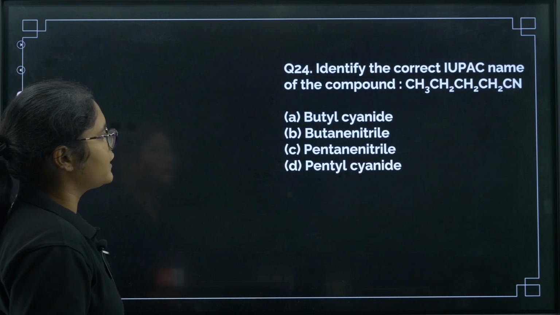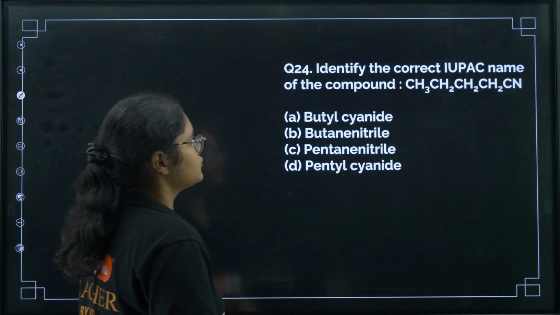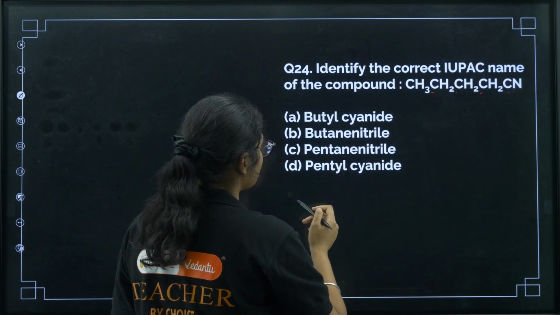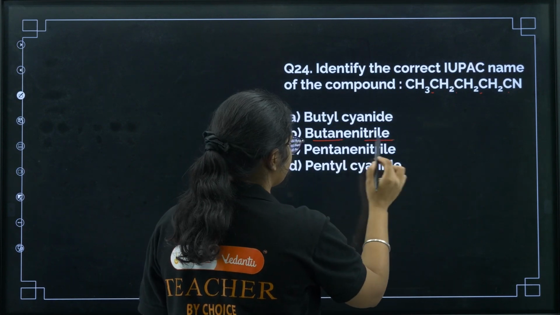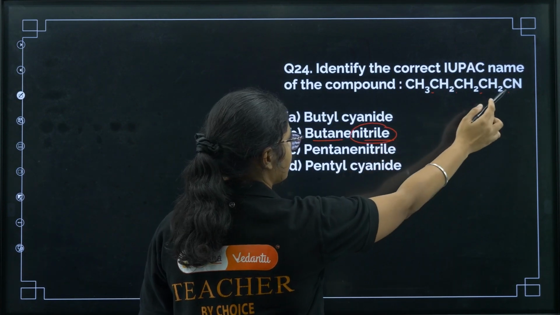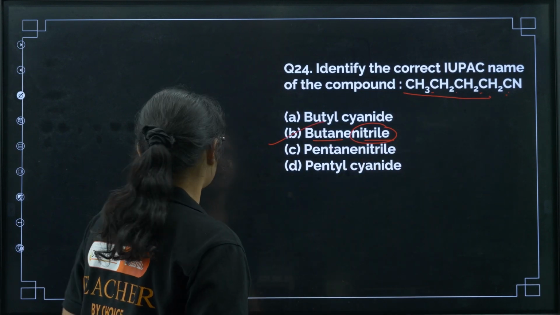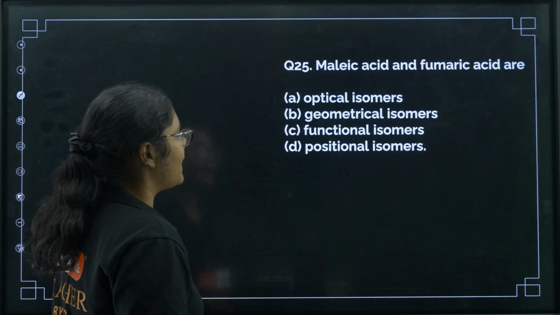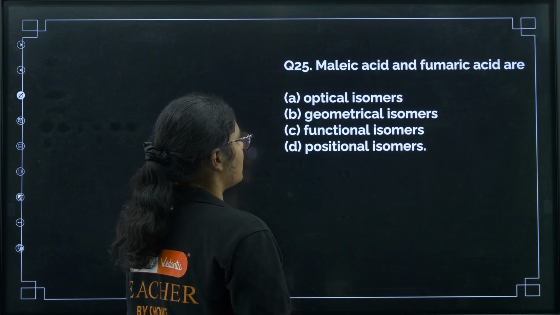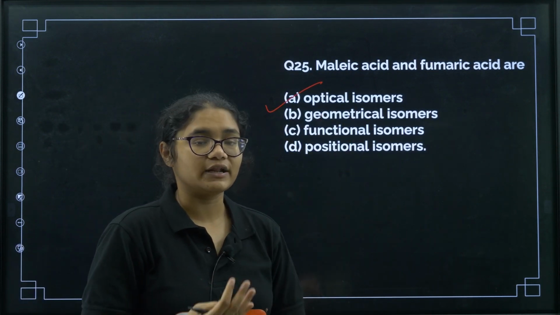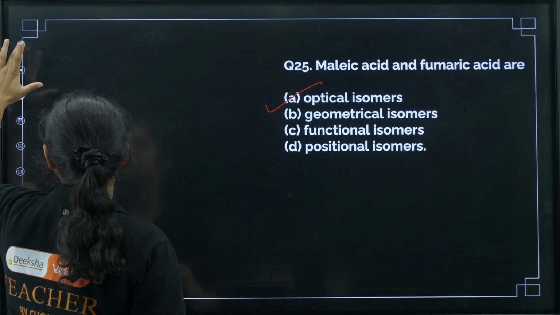Next, identify the correct IUPAC name of the compound. So you have 1, 2, 3, 4, 5. So that is your butane nitrile, okay. So when you say nitrile, you are counting 1 carbon and this one is butane, option number B, okay. Next, maleic acid and fumaric acid are your optical isomers, okay. They have the same structure but their rotation is different, so it is optical isomer.